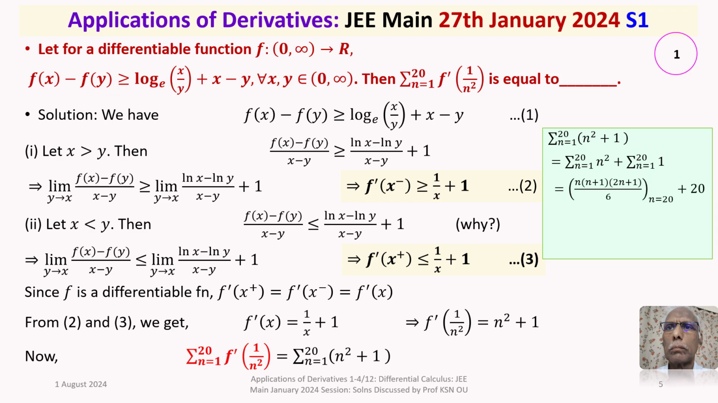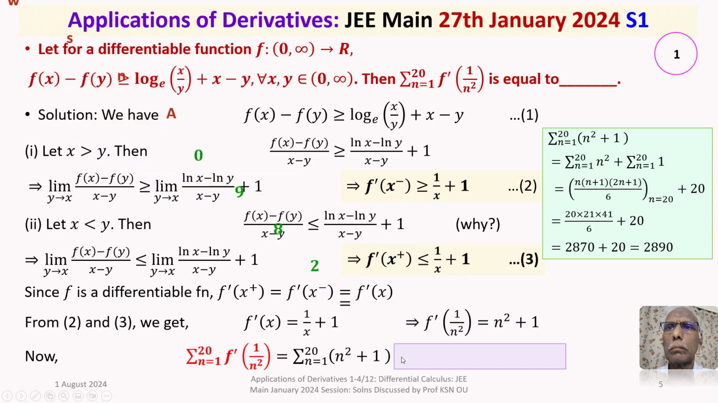Right. When n is equal to 20, it will be 20 into 20 plus 1, 21 into 2 into 20 plus 1, 41 by 6. That is 20 into 21 into 41 by 6 plus 20. Simplifying, we will get 2870 plus 20, that is 2890. We will go back to this place, and that is equal to 2890. So that is your required answer.